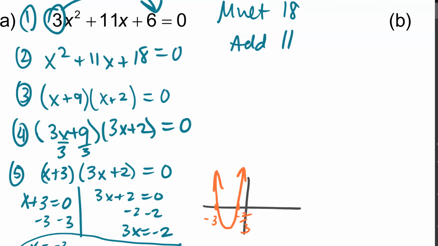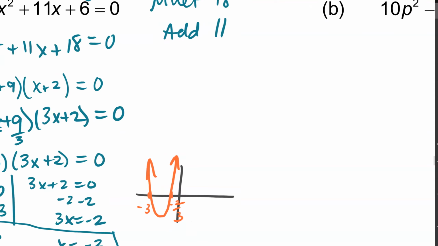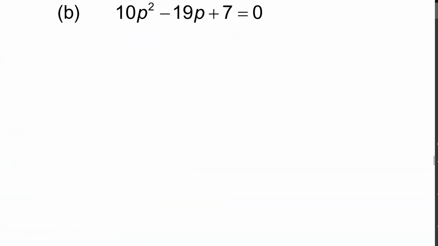And understanding that the solutions that we found are the x-intercepts. They're the solutions, the roots, the zeros, they all mean the same thing. So on your calculator, it says zeros. Same thing. Okay, let's try out B.